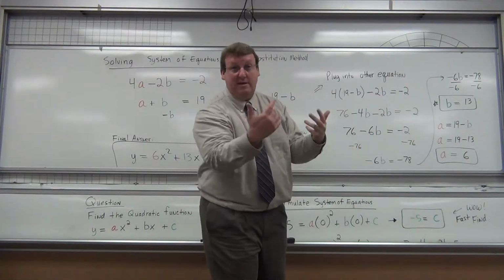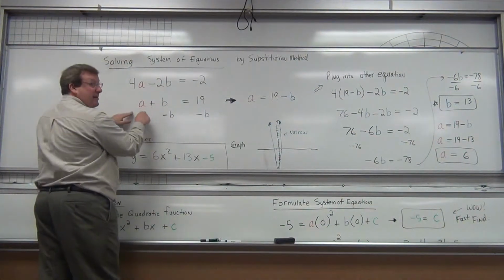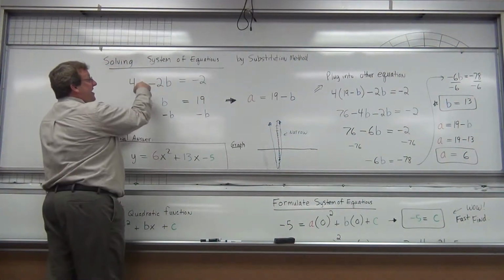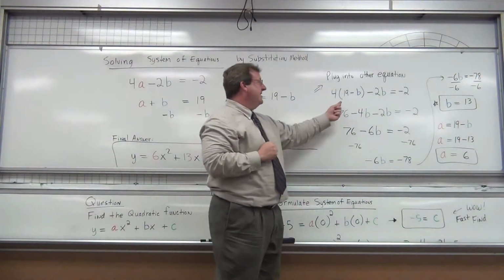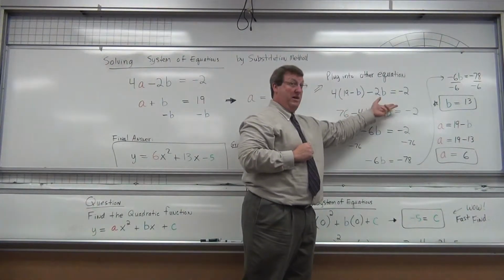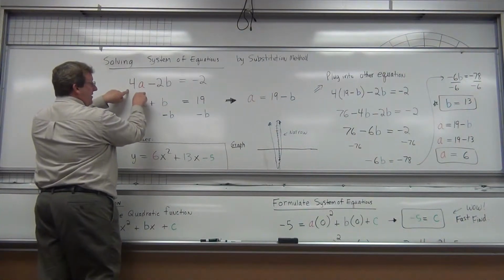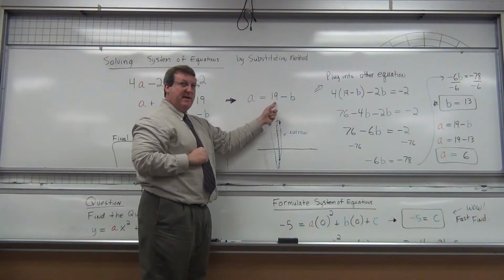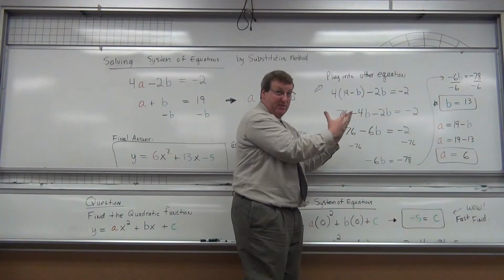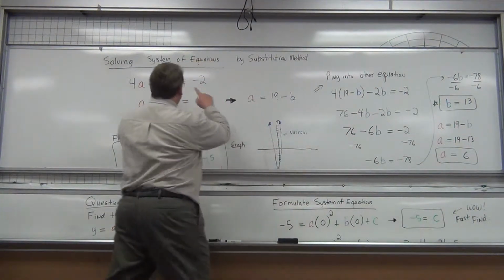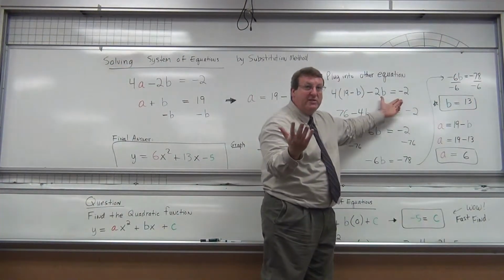Why not the first equation? You'll find out it's not smart to plug it back into where you started. Go to the other equation. Why am I doing that? What does the substitution method do? It essentially allows you to make one equation one unknown. So look at this. You started with 4 times a. Well, now a is 19 minus b. So now it's 4 times 19 minus b. I plugged it in or substituted it in. You still have the minus 2b equals negative 2. But now I have one equation, one unknown.